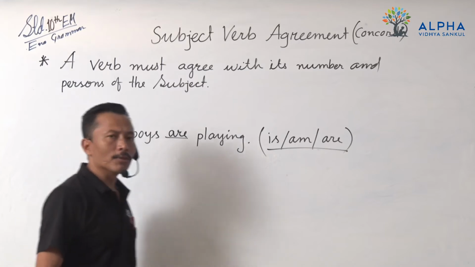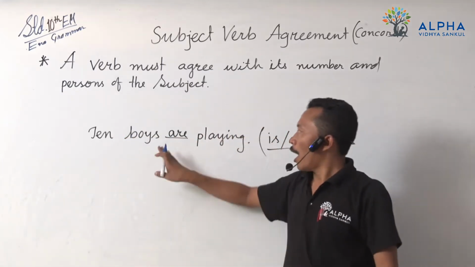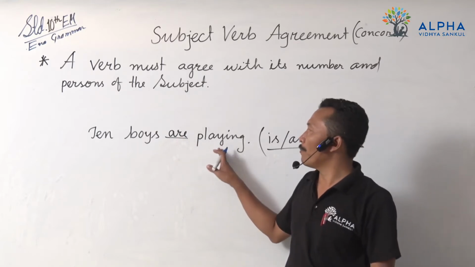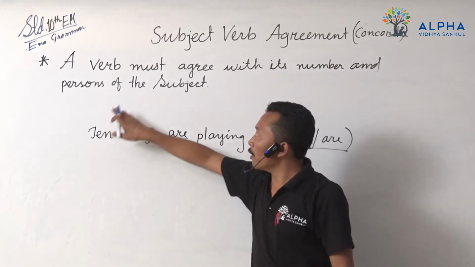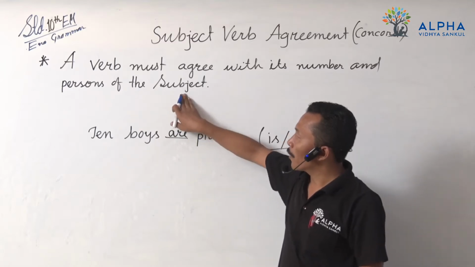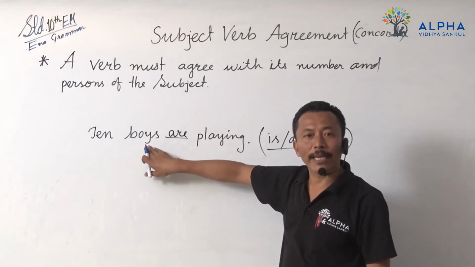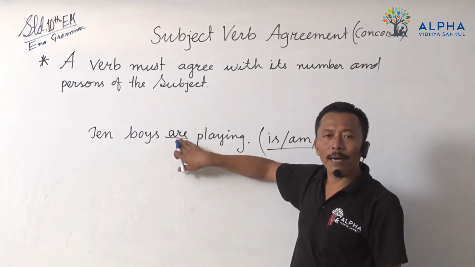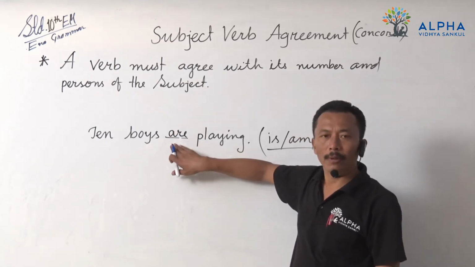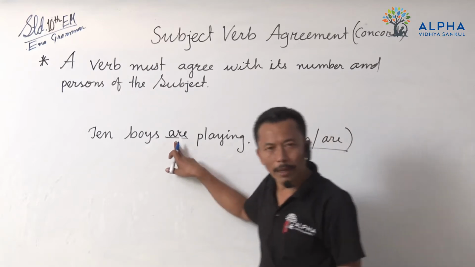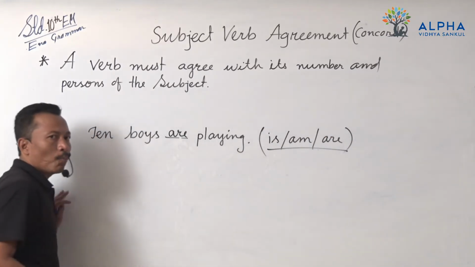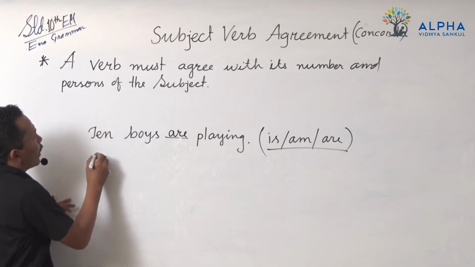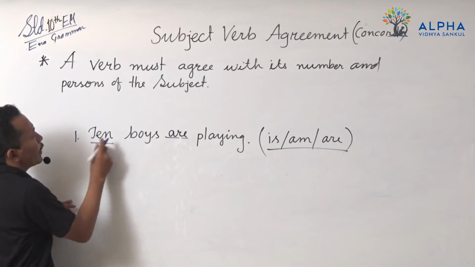But why do I ask you this? Because are is the helping verb, and the main verb is here. The subject here, what is the subject? The subject is plural. If the subject is plural in form, the auxiliary verb will be plural. Plural number means more than one. If I say ten, here is ten, more than one.